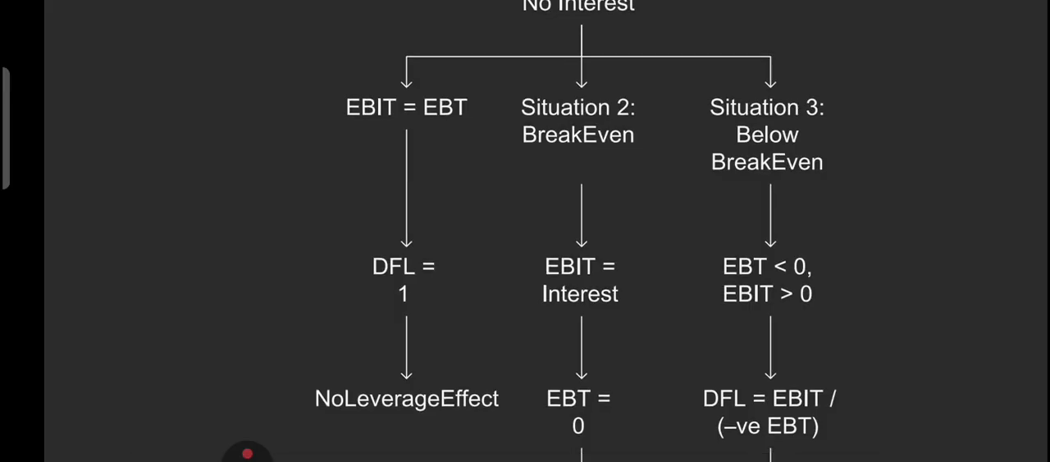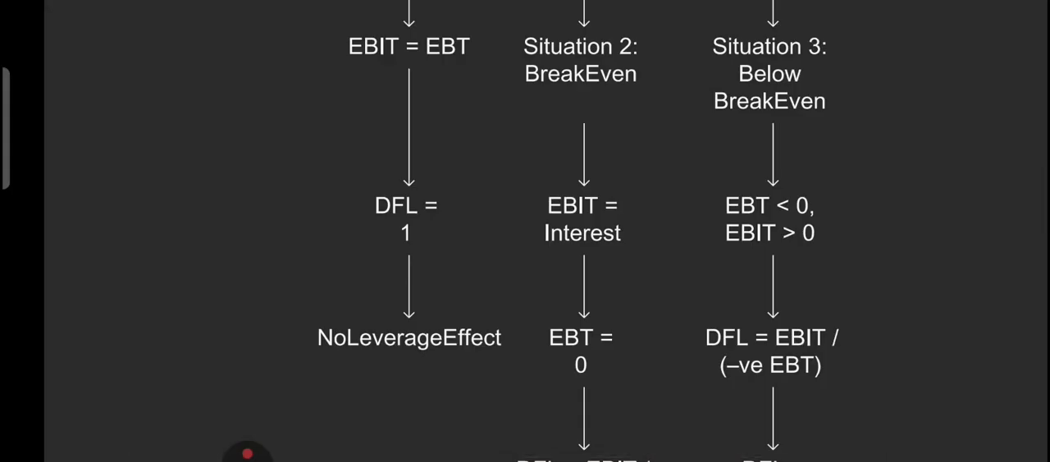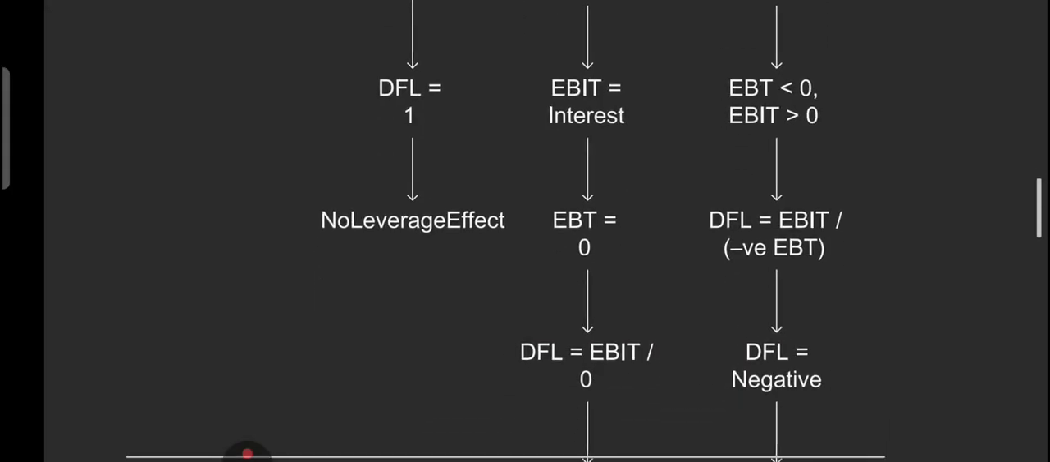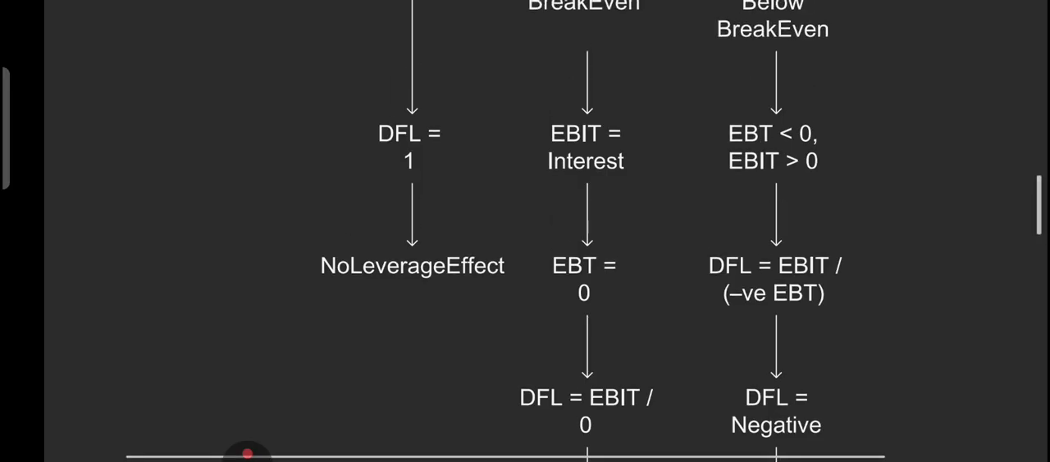No profit, no loss means whatever cost you are incurring and whatever sales you are getting, both are the same. Cost price is equal to selling price. That is what is happening here. And tell me what will happen to the DFL? DFL is EBIT upon EBT, and EBT is 0. Obviously EBT is 0, earning before tax is 0.